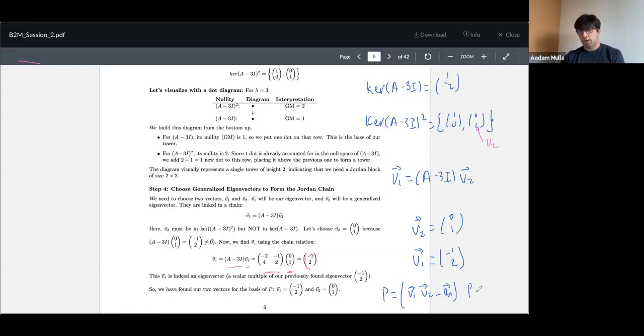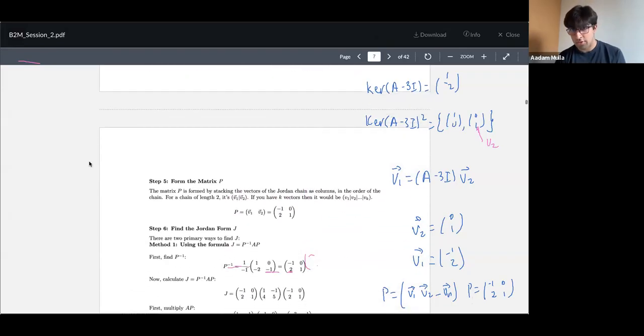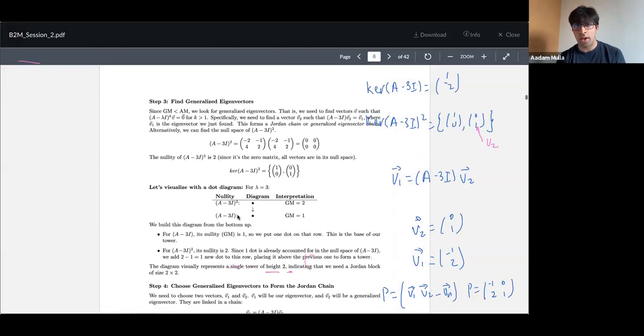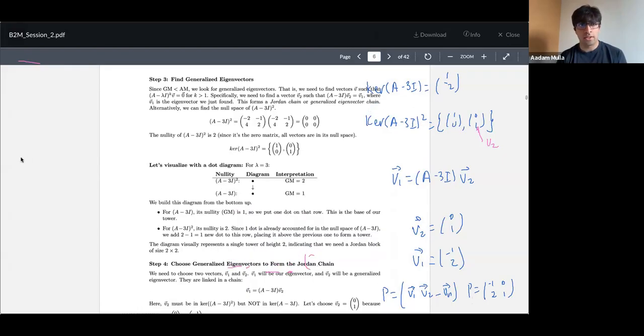So what is our P going to look like? We're going to put v1, our first eigenvector, and then our second eigenvector. And that's our P matrix. Okay? That's our P matrix right there. Okay? Let's draw a diagram to help out with this. This is what this dot diagram is here. So let's actually draw it on the side so we can draw it from scratch.